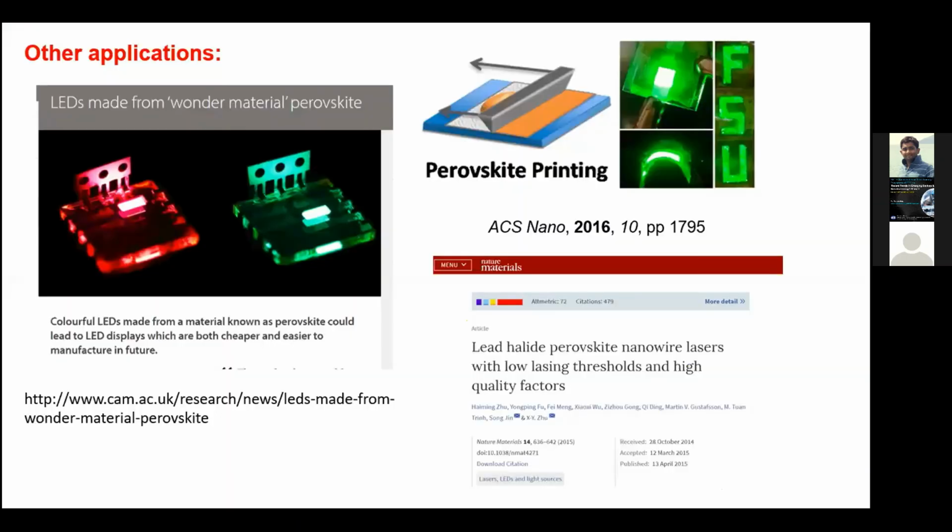So, these are the other applications of perovskites, like perovskite printing, and also LED displays, but these are not comparable with quantum dots till now. Also, there are some lasing related applications, as it is a very bright emitting material.